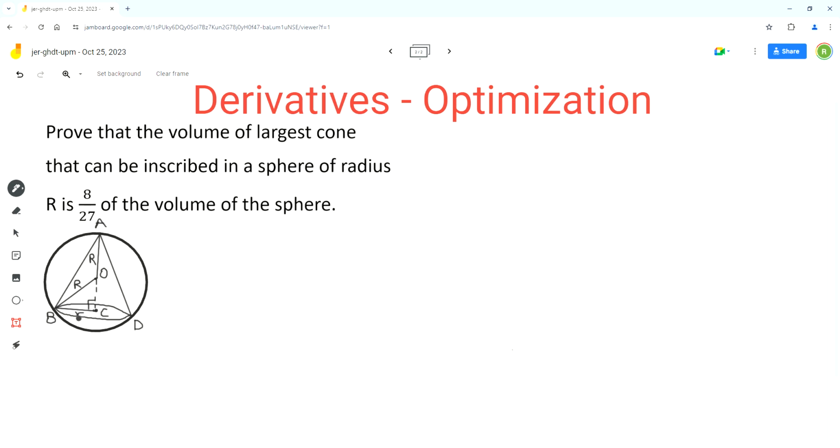Let's assume the distance from O, the center of the sphere, to C, the center of the base of the cone, is x. The distance from O to point A is r. So the height of this cone is x plus r.